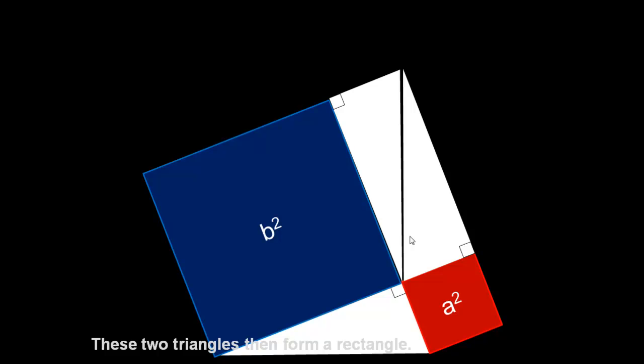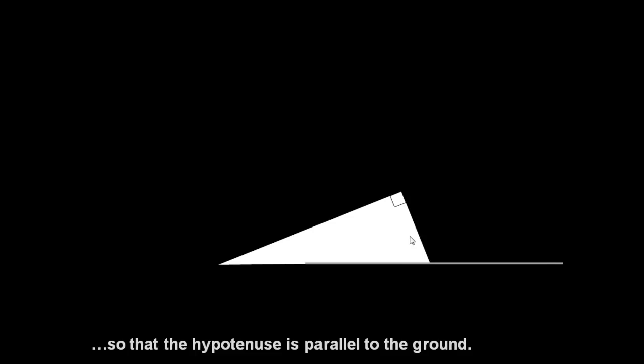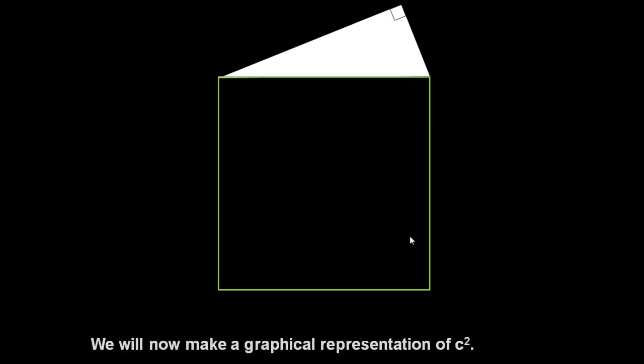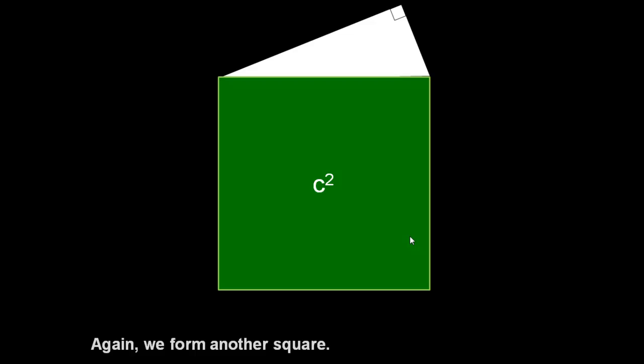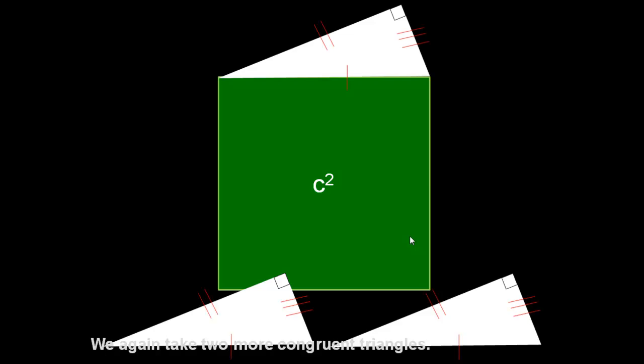Now we will be doing the same with C. So here's our original triangle again. It has the same measurements as the first. So we rotate this triangle so that the hypotenuse is again parallel to the ground. Now we make a graphical representation of C squared by making a square and labeling it as C squared. And again, we have two more similar triangles. They are congruent to the original one. Note that these ones are again the same measurement as the first.